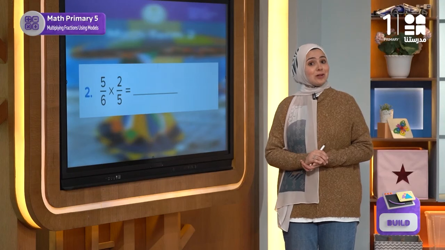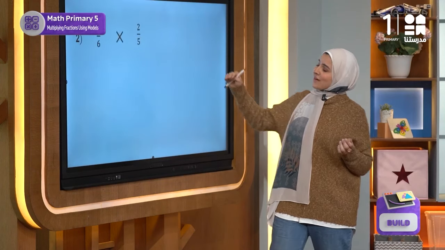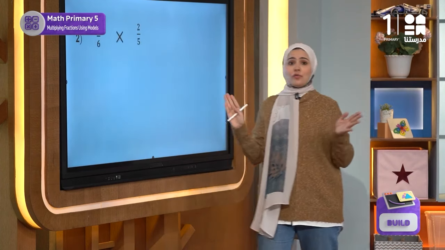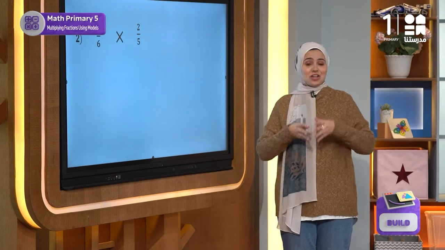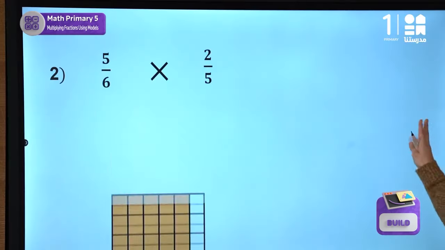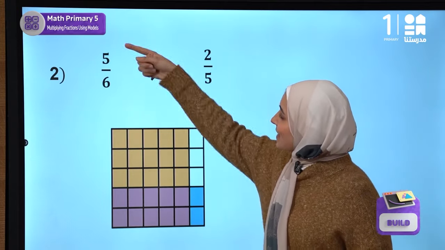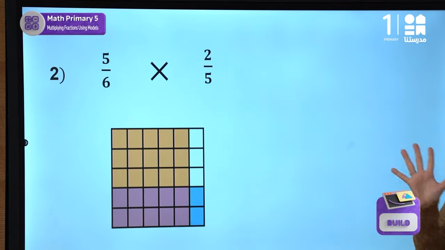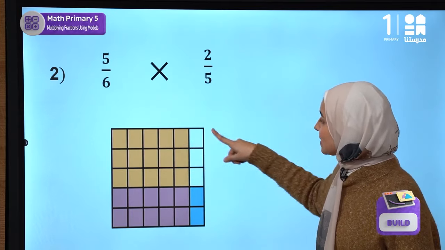Now let's solve the problem together. What do we have? Let's check the numbers. We have 5 over 6 times 2 over 5. And this time we're going to draw the two models together and check the overlapping parts. So, for the first part, we have 6, and out of which we have 5. So we will represent here 1, 2, 3, 4, 5 out of 6.